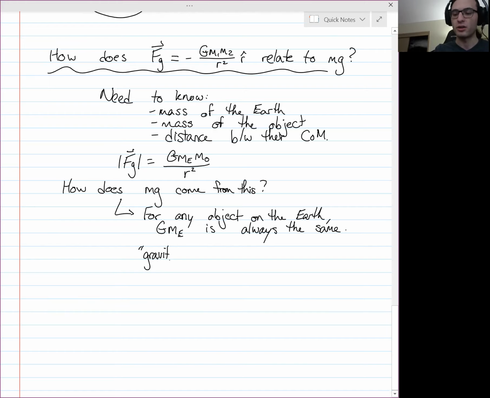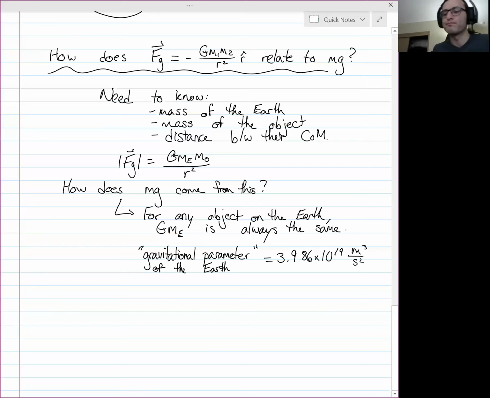And every celestial body has a known gravitational parameter. And it's just G times its mass. And the value for this is about 3.986 times 10 to the 14th meters cubed per second squared. It's just a number. You just take the mass of the Earth, which is really, really big, you multiply it by G, which is really, really small, and you get something else that's still really, really big, because the mass of the Earth is really, really big.